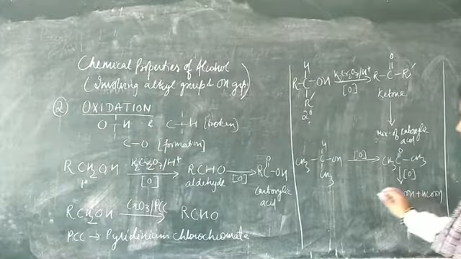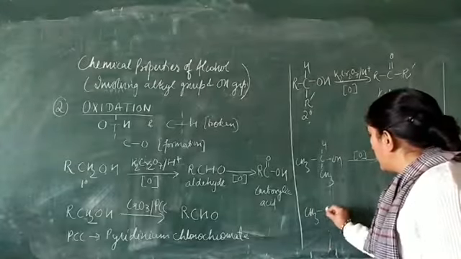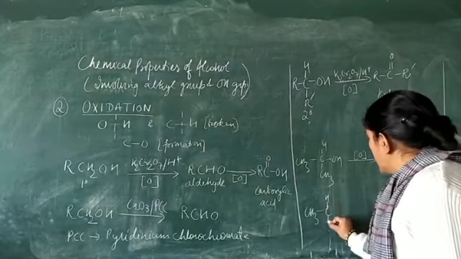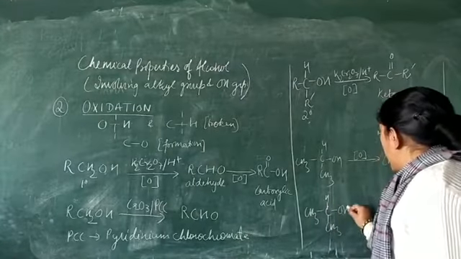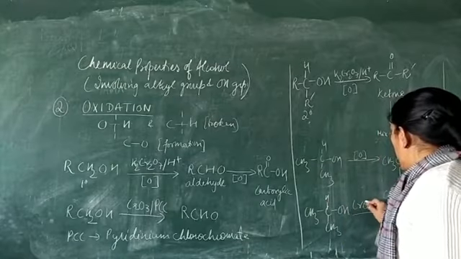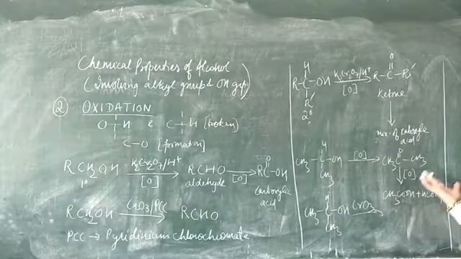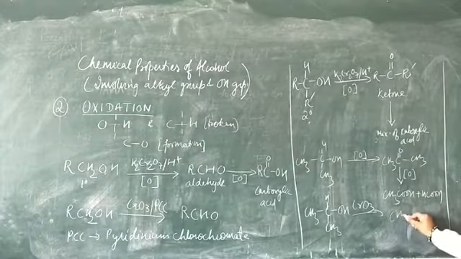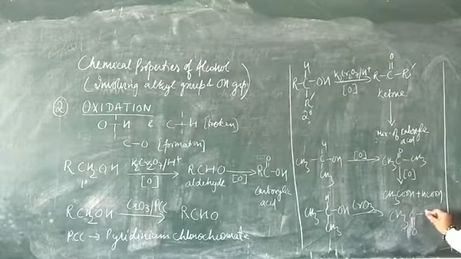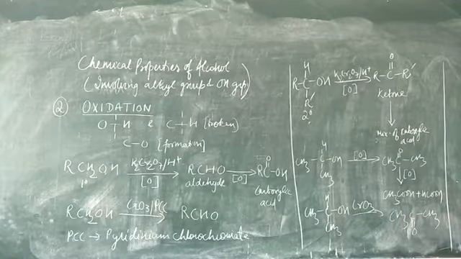So we are getting a mixture of carboxylic acids, but if we want the reaction to stop at the ketone, again here we will use any one of these, either chromium trioxide or PCC. The reaction will stop at the ketone.